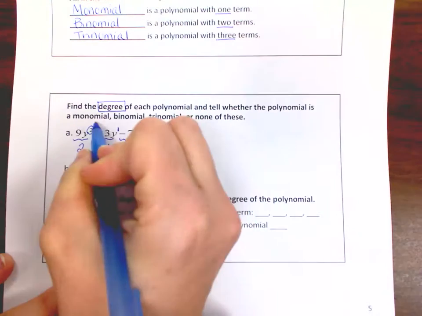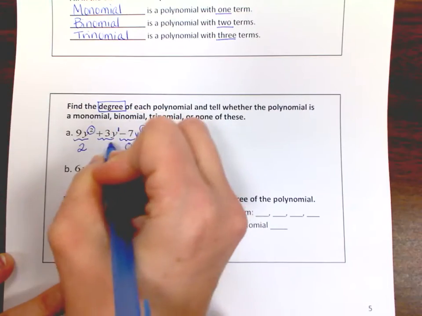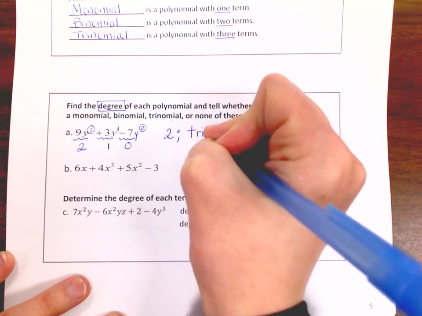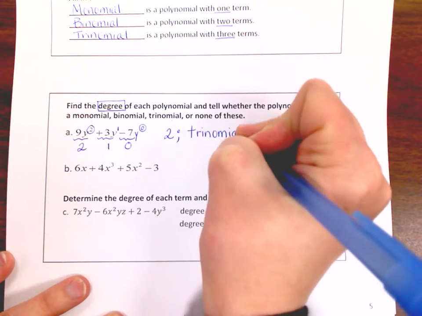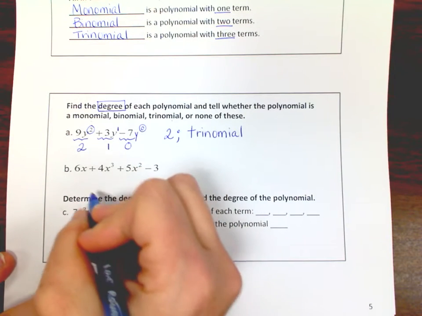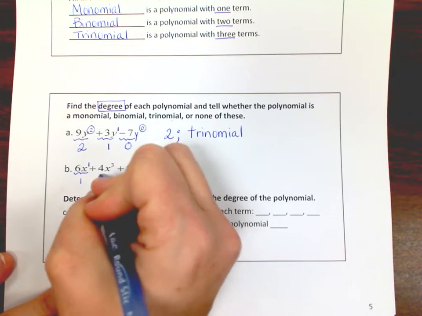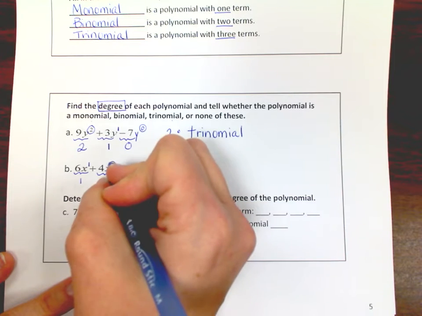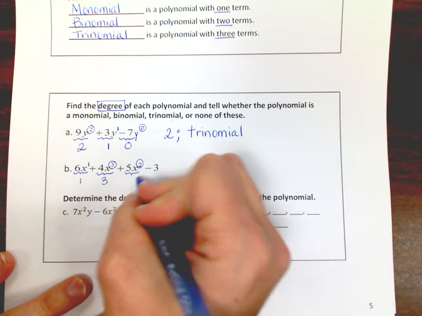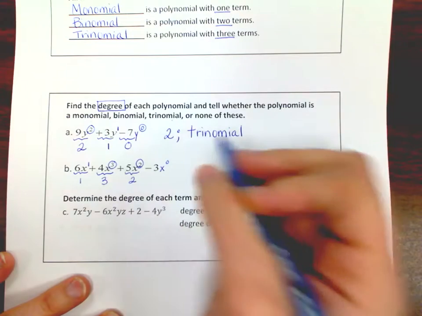And we have a second question to answer: is it a monomial, binomial, or trinomial, or none of these? There are 3 terms in this polynomial, so we're going to call this a trinomial. Okay, let's take a look at this second example here, example B. We have 6x, which is like 6x to the first, so the degree is 1. 4x to the third, the degree is 3. 5x to the second, the degree is 2, and this is negative 3 times x to the 0 power.